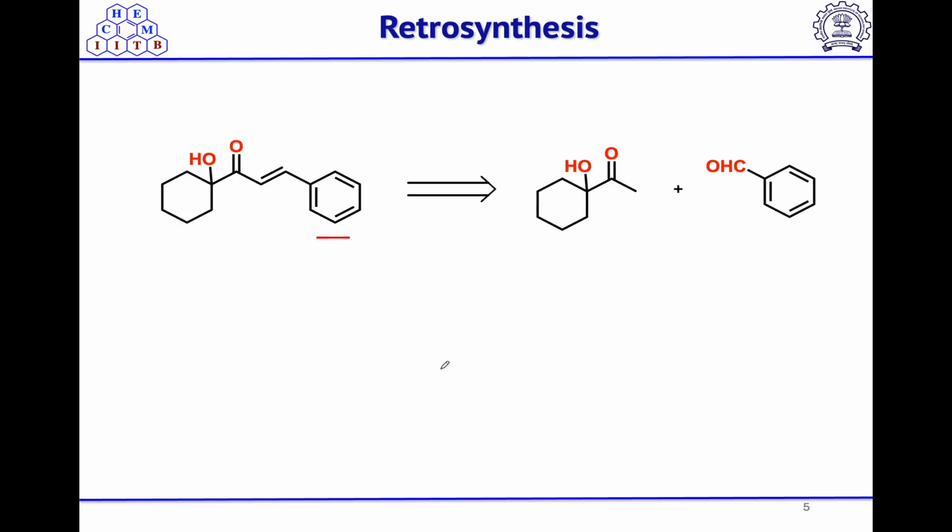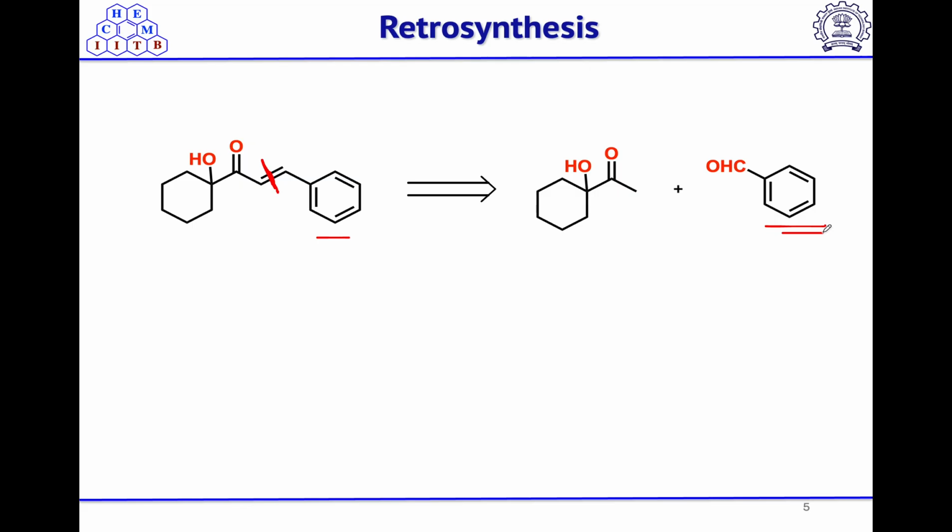Okay, so we are doing this CC1 disconnection. That is obvious because this will lead to the formation of this alpha beta unsaturated carbonyl compound. That means we can plan some aldol type of reaction to get this molecule. So this disconnection, we can think of as an aldol reaction. That will lead to this carbonyl compound and this aromatic aldehyde, right? So this is pretty easy.